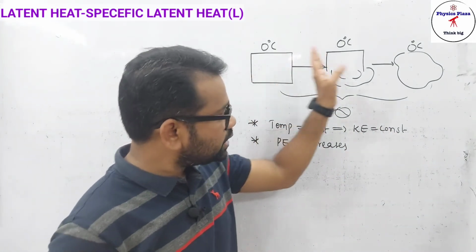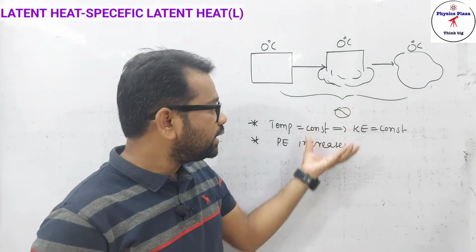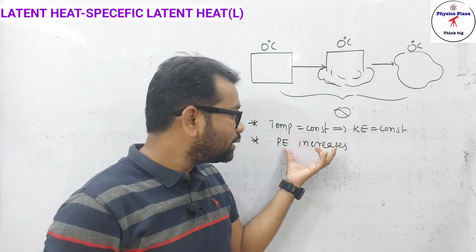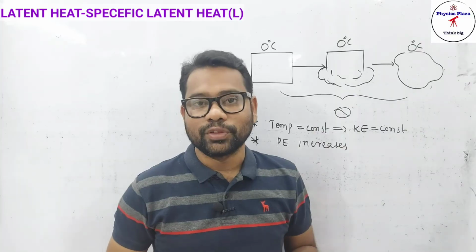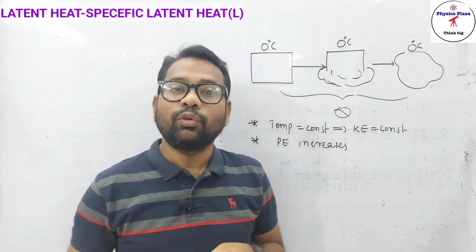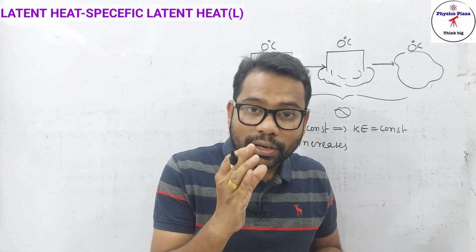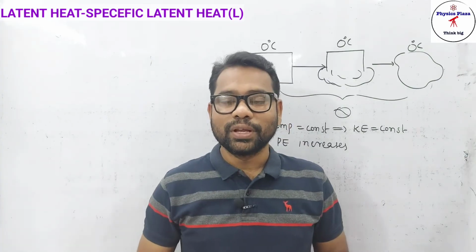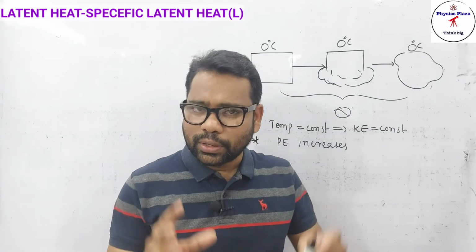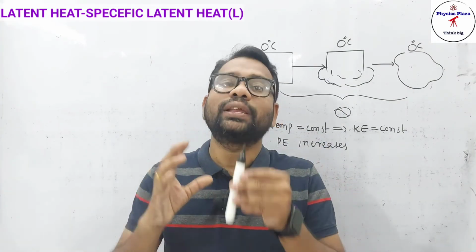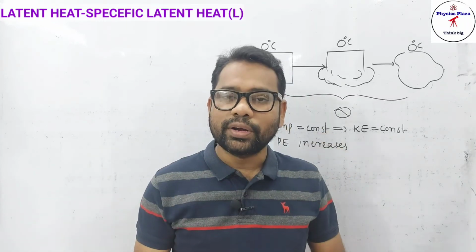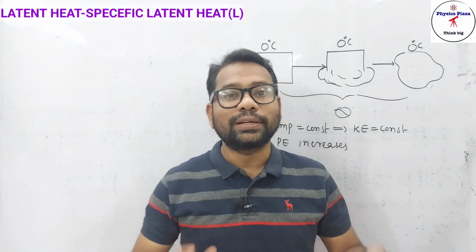So during this change of state, children, the heat which we are supplying is hidden in the form of potential energy. That hidden energy we call the latent heat. So how to define the latent heat, children? Latent heat is nothing but hidden heat. The heat which is provided during the change of state is called latent heat.